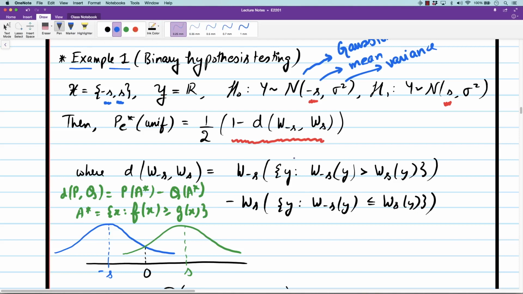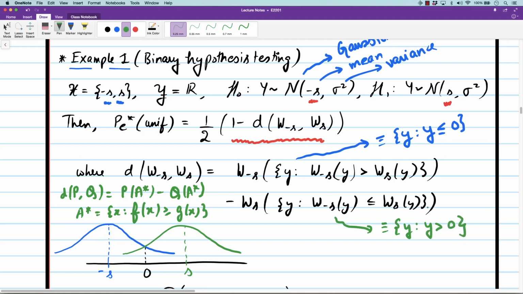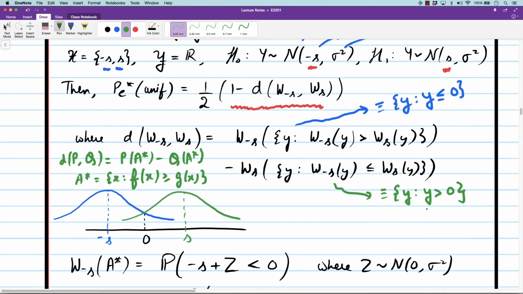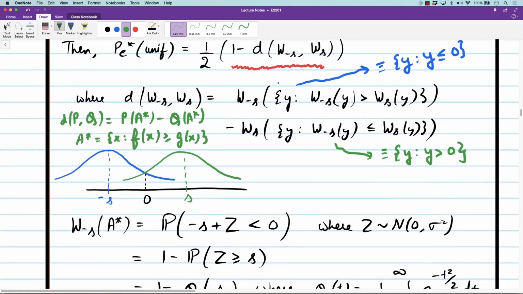So this set here is equivalent to y less than or equal to 0, and this set here is equivalent to y greater than 0. Where you put 0 doesn't matter. It has 0 probability because it's a continuous random variable.